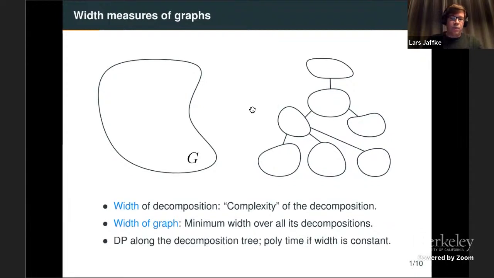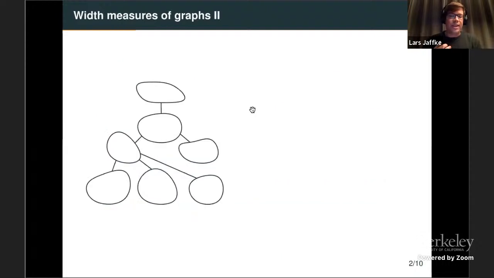Okay, and why are these things useful in algorithms? Well, very often you can just move along the tree and do some kind of dynamic programming procedure. And very often this gives you algorithms that are polynomial time if the width is constant.